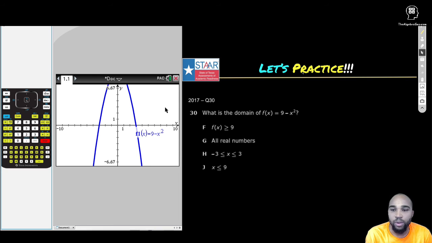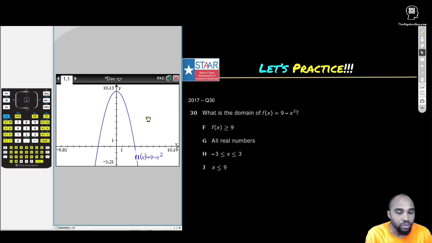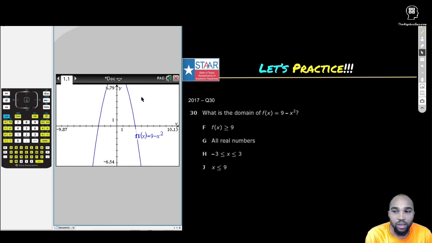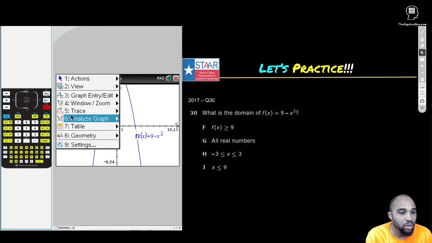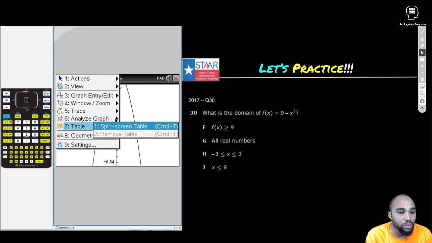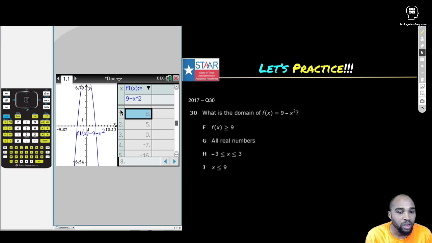So I'm pulling it up on my calculator, and this is what I get. They want domain. Domain is my x values, so I can see that this is going to go on forever, in this direction. Matter of fact, if you were skeptical about that, I can pull up a table and show you. Look at the x values right here, 1, 2, 3, 4. It's going to go on forever.